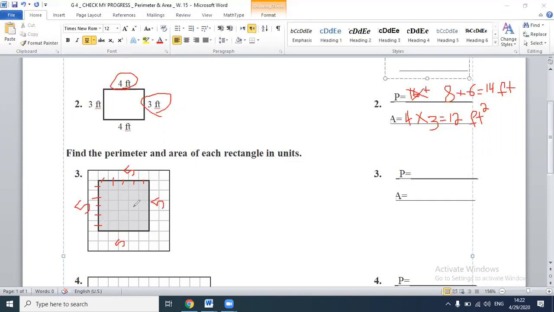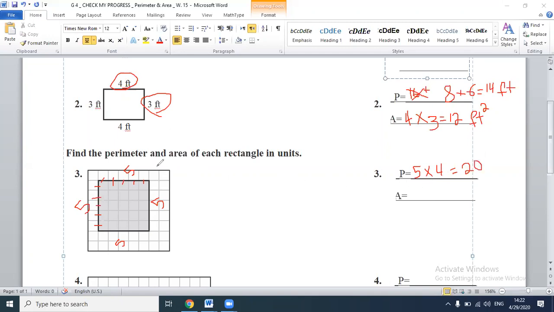So it's a square. I can multiply 5 times 4, the side length times 4, to find the perimeter. Side length times 4 equals 20, so the answer will be 20.